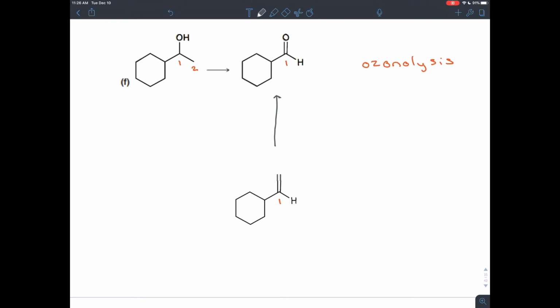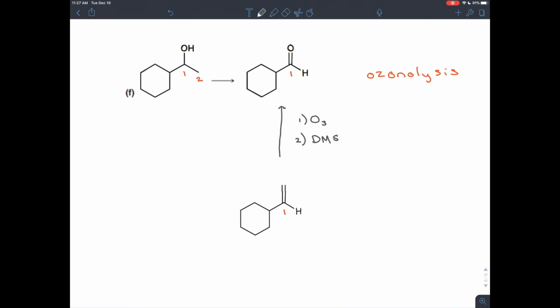So if we had that alkene, then we could do ozonolysis, and ozonolysis on an alkene is first you bubble ozone gas, O3, into the solution, and then you follow it up with dimethyl sulfide, DMS. So that's just a sulfur with two methyl groups, one on each side, dimethyl sulfide, acting as a reducing agent.